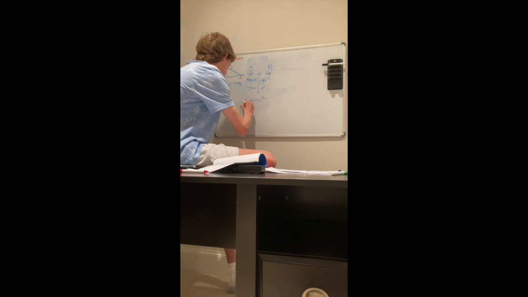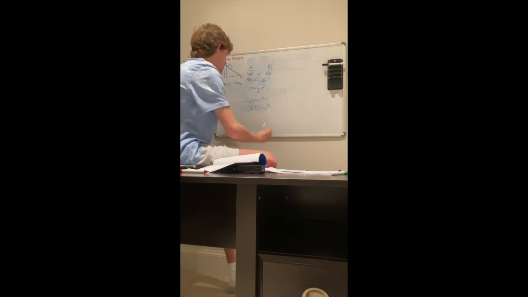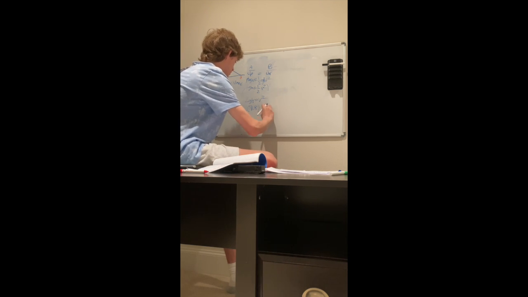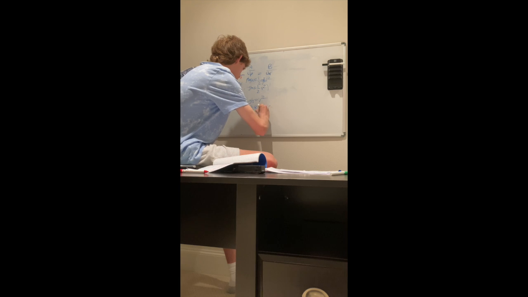So we would get 2 and then 9.8, what equals our velocity squared. Or wait, my bad, I forgot to add the height, times 250 meters. That would give us our final velocity.